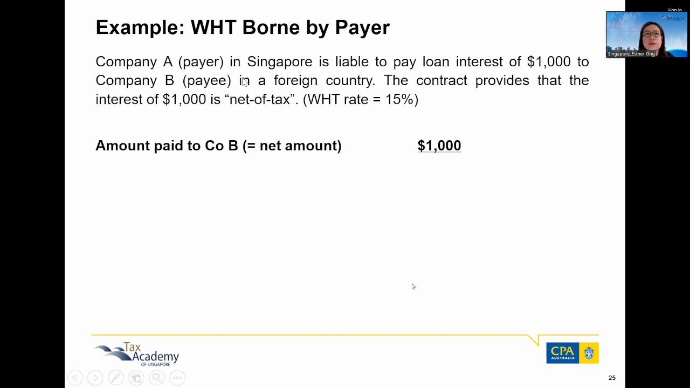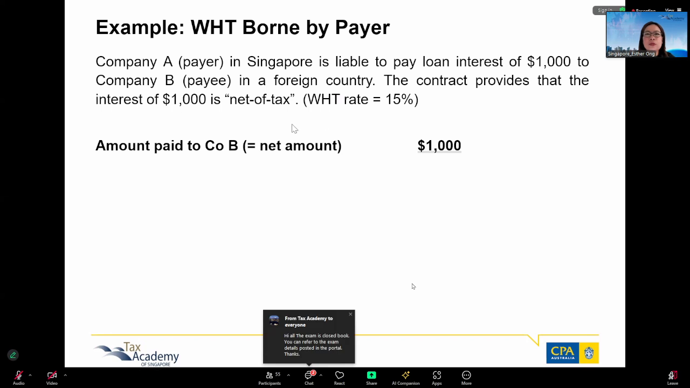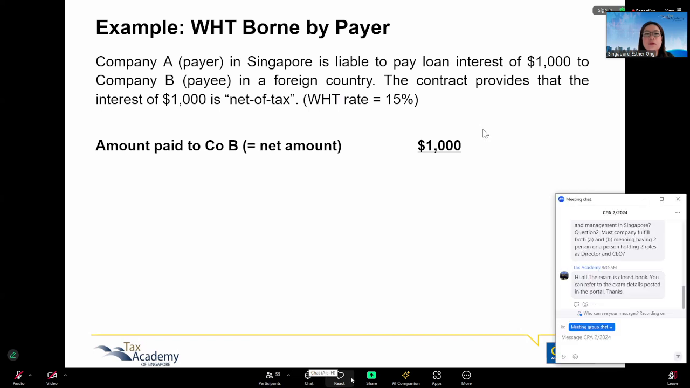borne by the payer. So in this case, company A, the payer in Singapore, is liable to pay loan interest of $1,000 to company B, the payee in a foreign country. The contract provides that the interest of $1,000 is net of tax. It's like the payee telling the payer that they just want to receive $1,000 and anything else will be borne by the payer. We also assume the final withholding tax rate of 15% is applicable on the interest.